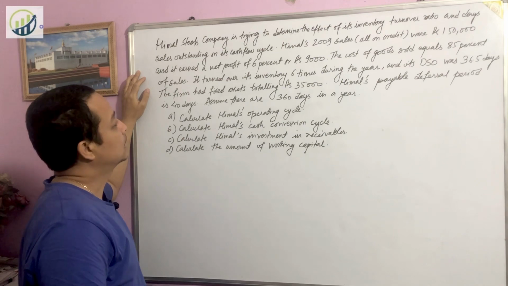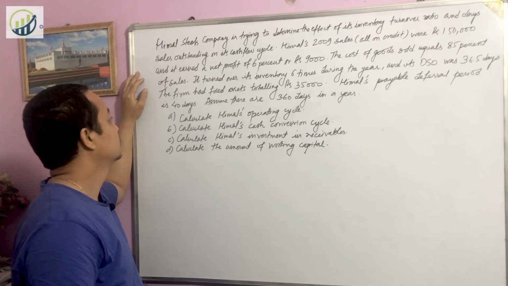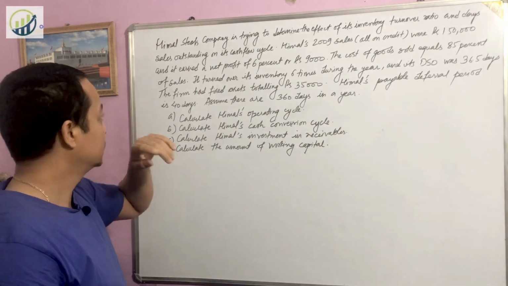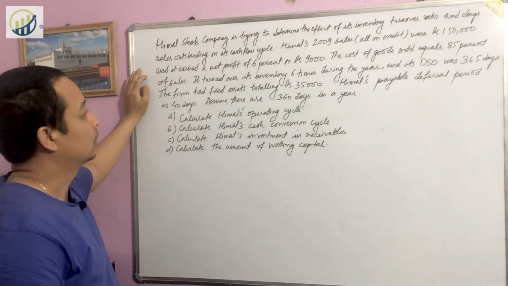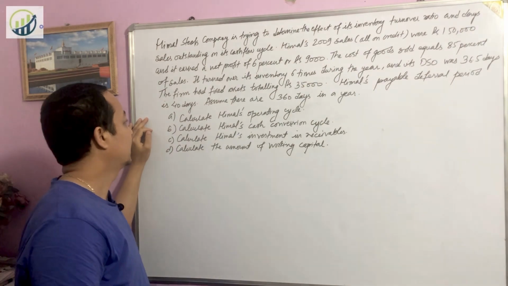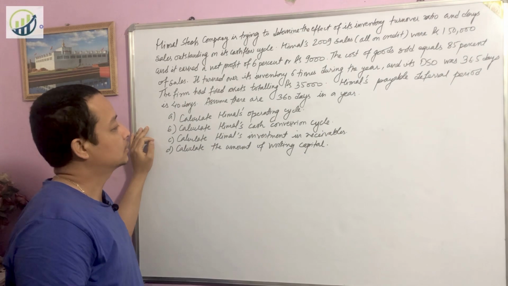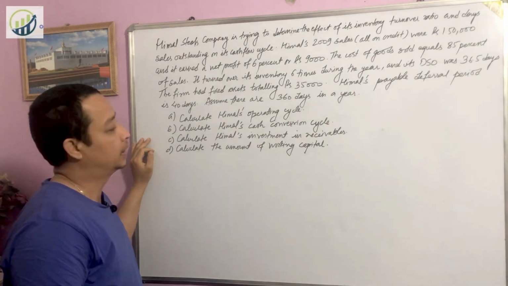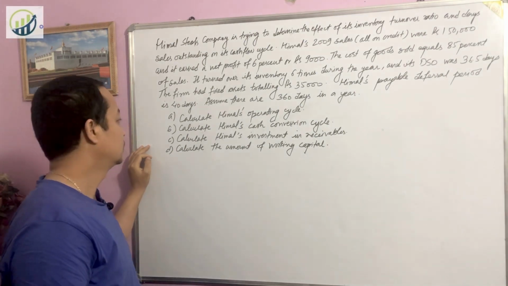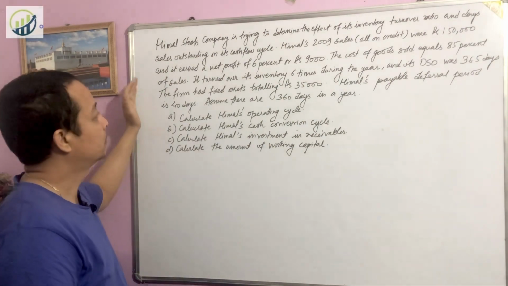The firm had fixed assets totaling rupees 35,000. Himal's payable deferral period is 40 days. Assume there are 360 days in a year. So these are the information given for calculating different requirements here. Calculate Himal's operating cycle, calculate Himal's cash conversion cycle, calculate Himal's investment in receivables, and calculate the amount of working capital. So you have to find these 4 items from the information given here.